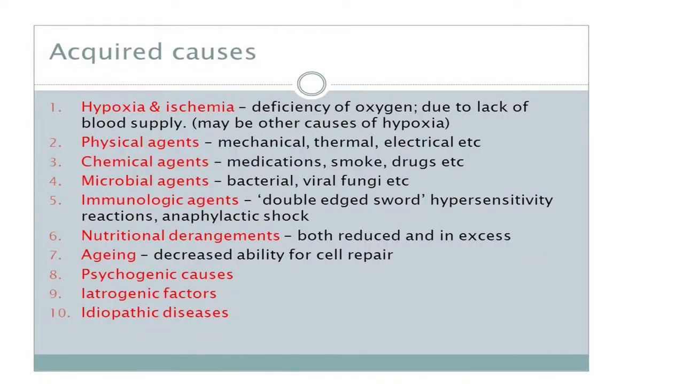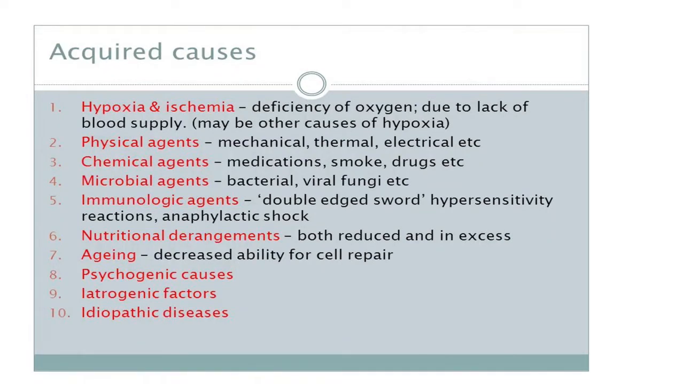Nutritional derangement, both reduced and in excess. When we talk about nutritional deficiency, or let's say malnutrition, people are always thinking about only deficiency, but excess is also malnutrition. They say too much of everything is bad. So it's either reduced, deficient, or excess that may cause a cell to get injured.